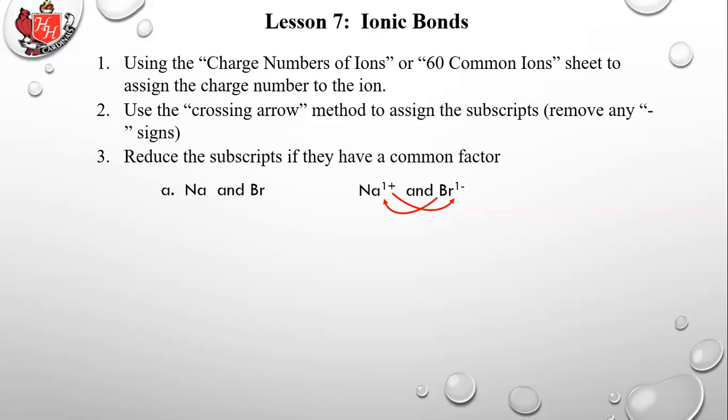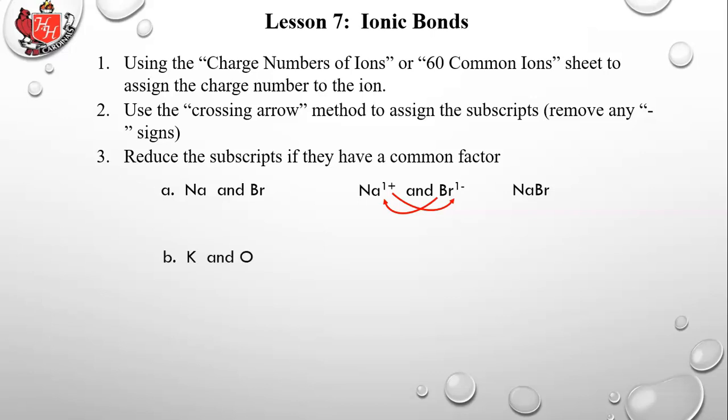And you see there, this is a pretty easy one. It's a +1 and a -1. They match up. They balance each other out, and they're electrically neutral. So that forms NaBr. It's Na1Br1, but when you have subscripts of 1, you don't write them.